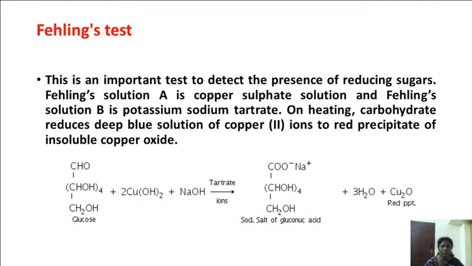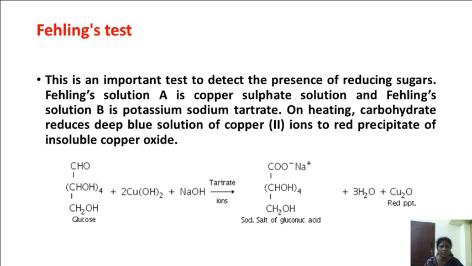In this module, we are going to discuss the test for reducing sugars. Three tests are followed for the identification of reducing sugar. The first test is Fehling's test, the second one is Benedict's test, and the third one is Tollen's test. From these tests, we can confirm the presence of reducing sugars.